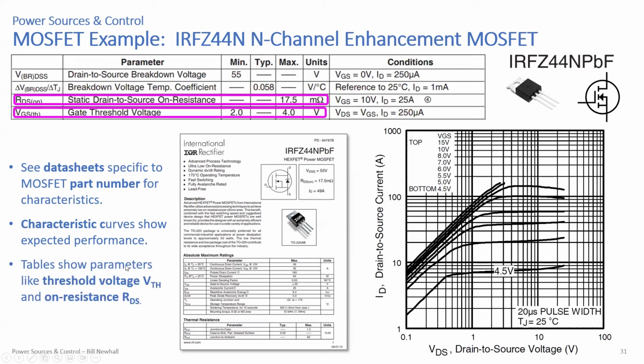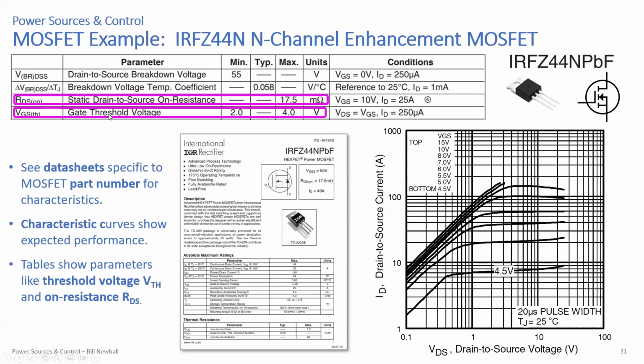The tables in the data sheet show parameters like the threshold voltage and the on resistance, RDS. So if you look in this data sheet, here's RDS, the on resistance, the drain to source resistance: 17.5 milliohms. So it's a really small resistance. That's good. That's what you want out of a switch, right? You want a really small resistance. And this is for VGS equal to 10 volts and ID equals 25 amps. If you go down to the curve here and calculate the slope on this log scale, taking two different current values and two different voltage values, taking the difference, and calculating delta V over delta I, you'd see that at VGS of 10 volts and 25 amps, you'd have 17.5 milliohms.